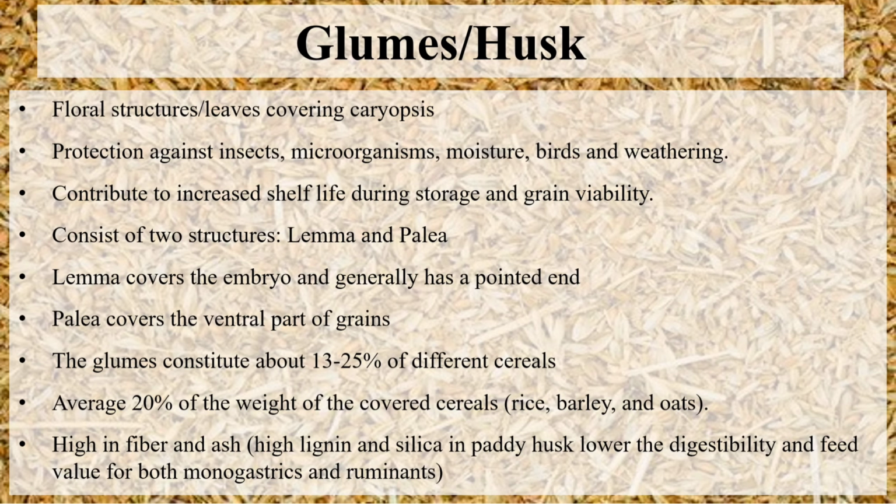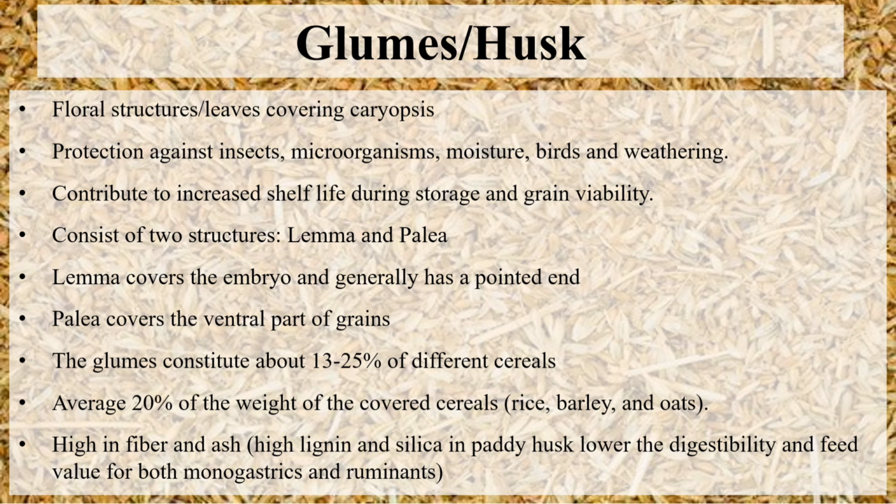Glumes, or husk. The floral structure sleeves covering the caryopsis. Protection against insects, microorganisms, moisture, birds, and weathering. They contribute to increased shelf life during storage and grain viability. It consists of two structures, lemma and palea. Lemma covers the embryo and generally has a pointed end. Palea covers the ventral part of the grain.